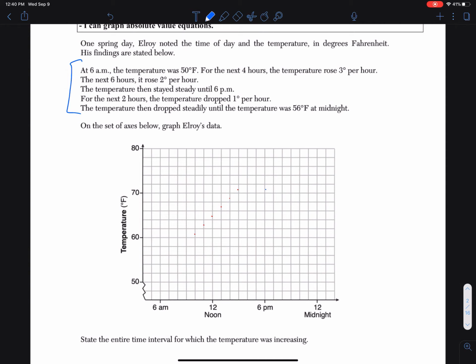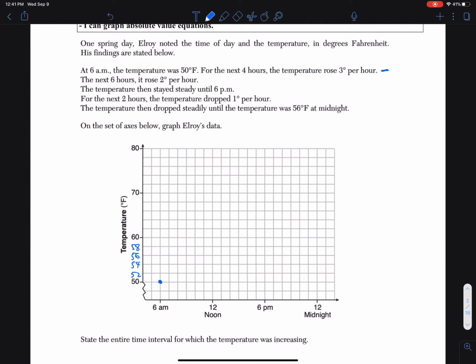On the set of axes below, graph Elroy's data. So let's take a look at each step. I'm going to try and color code the steps. At 6 a.m., we take a look at the x-axis, it's time. Y-axis is temperature. Take note of the y-axis. It's going up 2 degrees every single box. You can fill it in if you want to. You don't have to. So at 6 a.m., the temperature was 50 degrees Fahrenheit. So I'll plot 6 a.m., 50 degrees Fahrenheit.